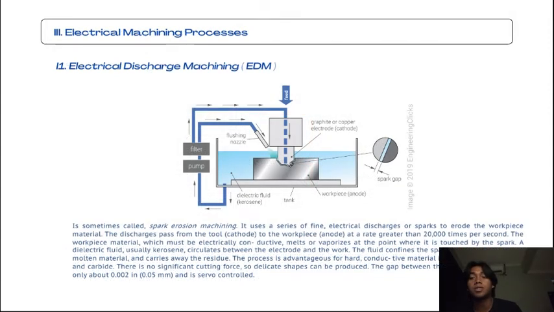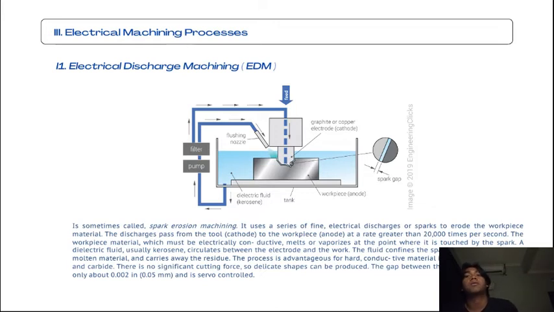Okay, now we're going to the third topic from this video, which is electrical machining processes. The first subtopic is electrical discharge machining, or EDM. It is sometimes called spark erosion machining and uses a series of fine electrical discharges, or sparks, to erode the workpiece material. The discharge passes from the tool cathode to the workpiece anode at a rate greater than 20,000 times per second.